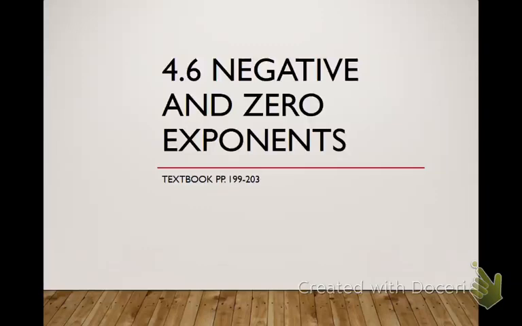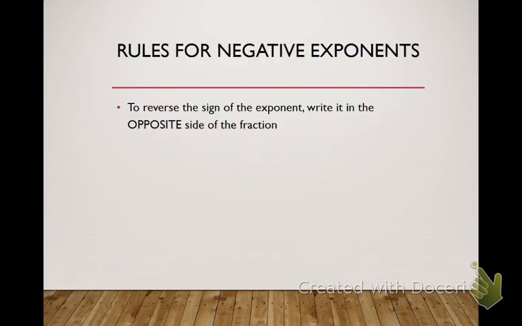So today we're in section 4.6, negative and zero exponents. You need to know two things, okay? Your rule for negative exponents says to reverse the sign of the exponent and write it on the opposite side of the fraction. You'll see more of what that means in just a minute.